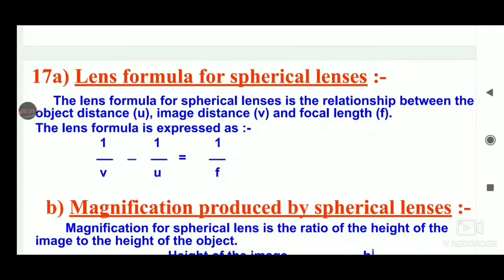The only difference between the mirror formula and the lens formula is: 1/v minus 1/u is equal to 1/f. But mirror formula के केस में क्या था, माइनस की जगह प्लस का साइन था. That is the difference between the mirror formula and the lens formula.